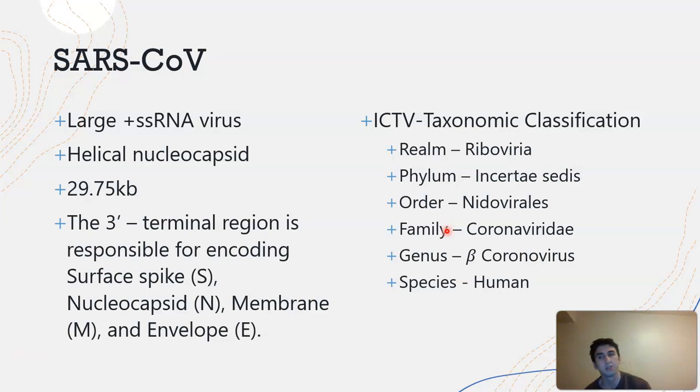Usually these abbreviations are used when referring to this virus in articles, just to shorten it, so you stop saying the word nucleocapsid and say N a little bit quicker. The ICTV taxonomic classification for the coronavirus starts with the realm being Riboviria. The phylum is Incertae. The order is Nidovirales. The family is Coronaviridae. The genus is Betacoronavirus, and the species is human.